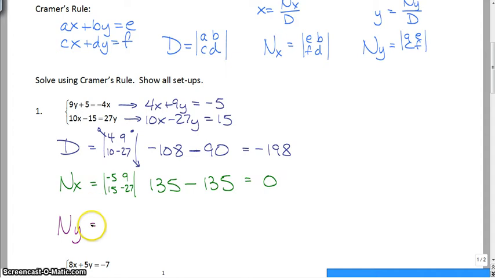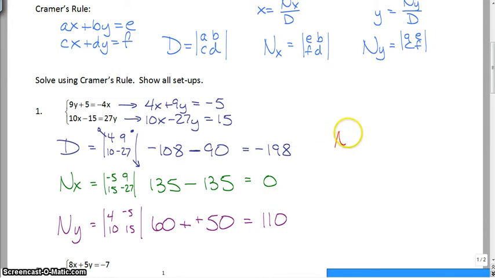And then we have to do it one more time. This time we're going to keep our x's, the 4 and 10, but we're going to replace our y's with the negative 5 and 15. Cross multiply, 4 times 15 is 60, minus negative 5 times 10 is negative 50, so that's obviously going to turn into plus, so we have 110. So to write our final answer, it's NX over D, comma, NY over D.